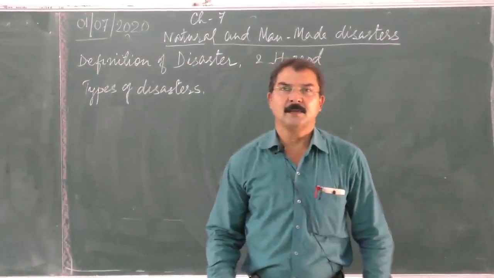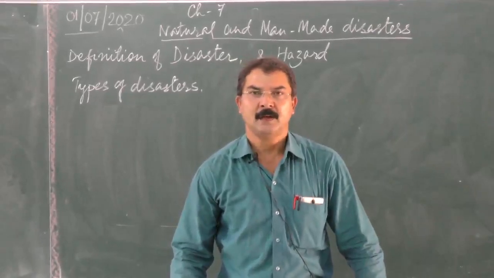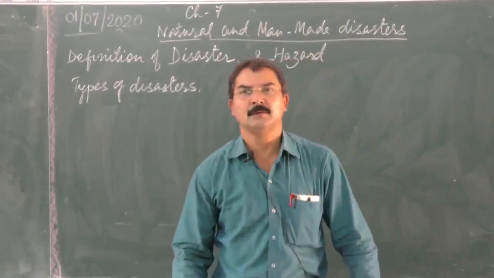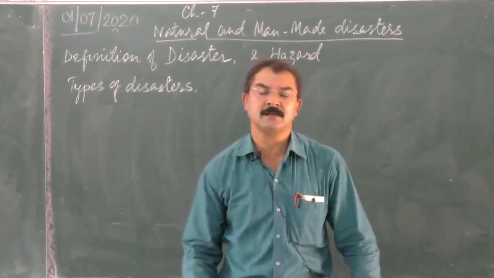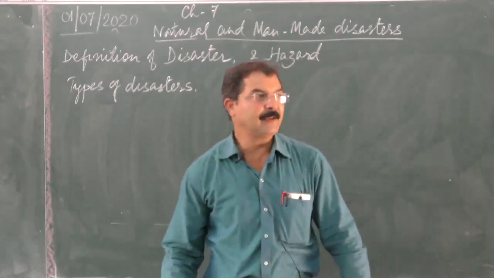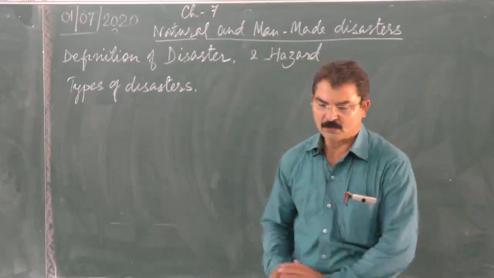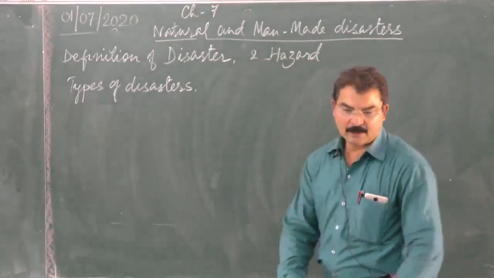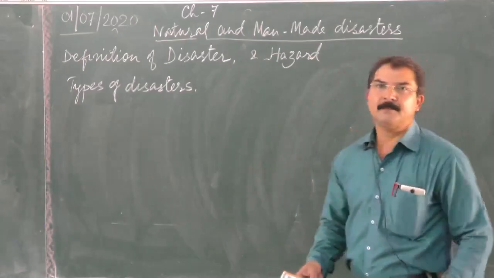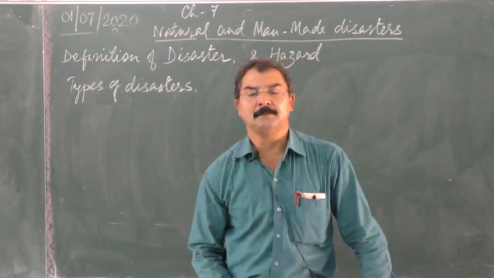We start with chapter number 7, Natural and Man-made Disasters. Now, to begin with the chapter, first we should know the definition of the term disaster. Disaster can be explained as an event that causes a lot of damage to life and property and affects the environment so badly that it takes a very long time for its recovery.